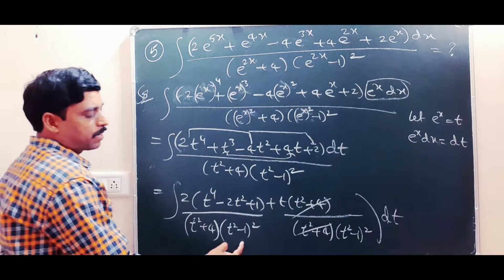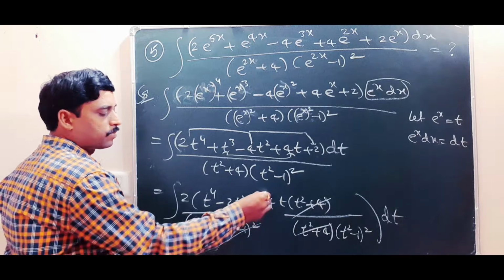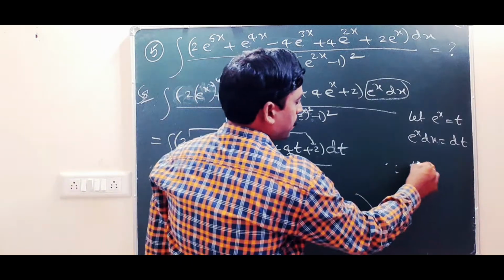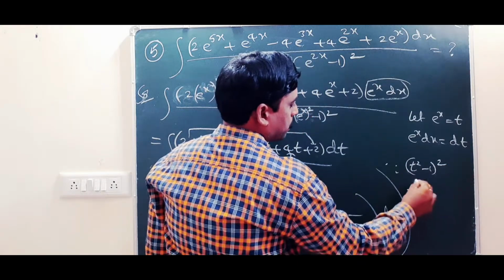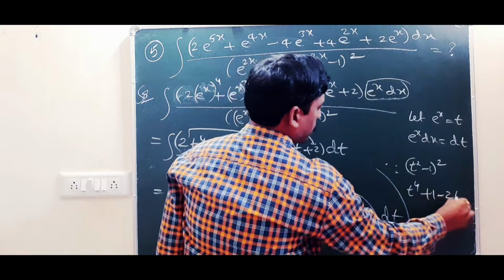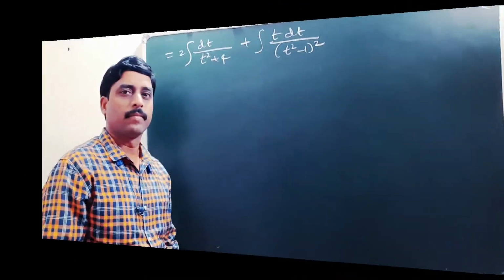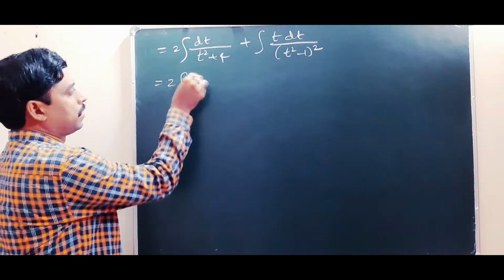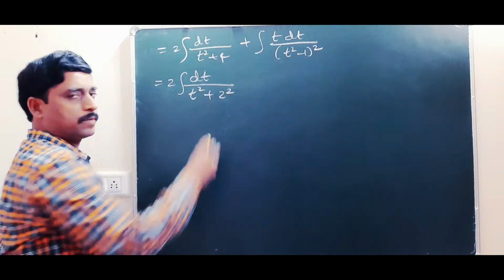In this, t square minus 1 whole square, t to the power 4 minus 2t square plus 1, the same value gets cancelled. So t square minus 1 whole square is equal to, by using the a minus b whole square formula, a square plus b square minus 2ab. Both are equal, so they get cancelled. Okay, we have got this value: 2 times integral dt by t square plus 4. 4 can be written as 2 square.